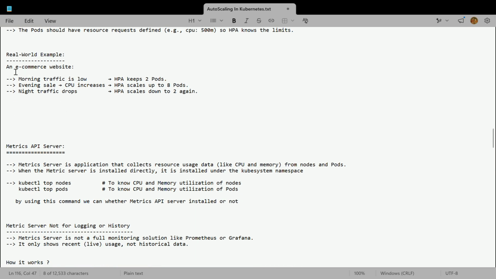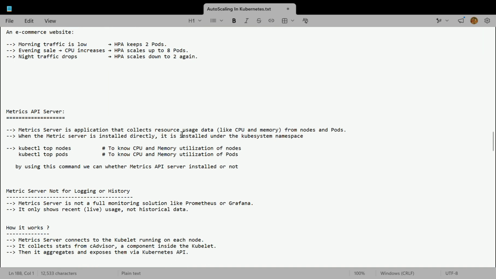For example, take a real-time e-commerce website. In the morning the traffic will be low because everyone is busy going to the office, and early in the morning you won't go for shopping, right? The evening sale might be somewhat better compared to morning times. At midnight, night times, it will be low. So it's not the same at every time, right? This is an example of how the pod counts fluctuate.